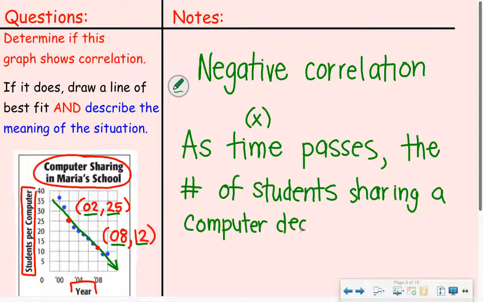So if you think about that logically, as we use more technology in school, that makes sense. We're not going to need as many kids to share a computer because we're getting more technology all the time. Schools are getting more computers because they're being used more often in classes. So we'll say that this was our y. So we're referring to x and y when we write our sentence.